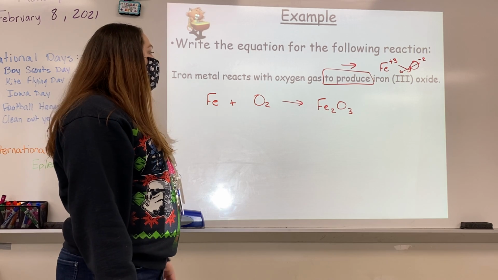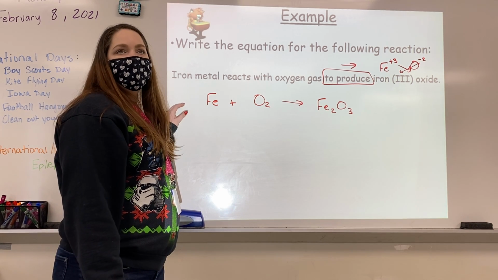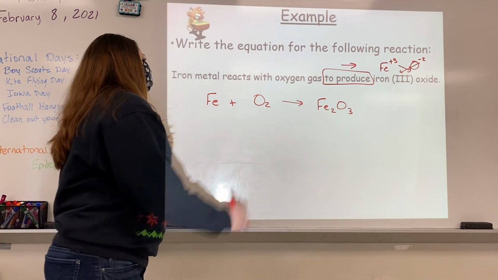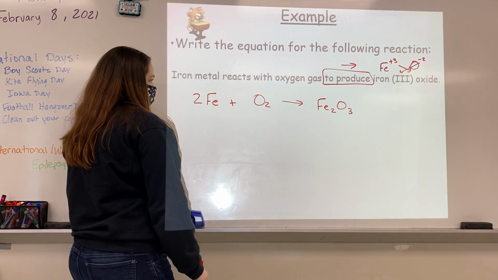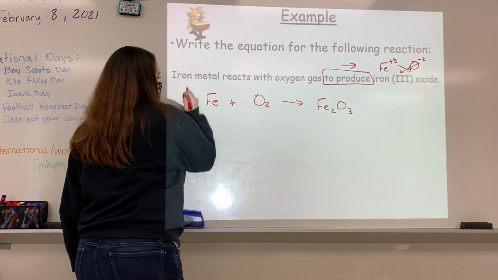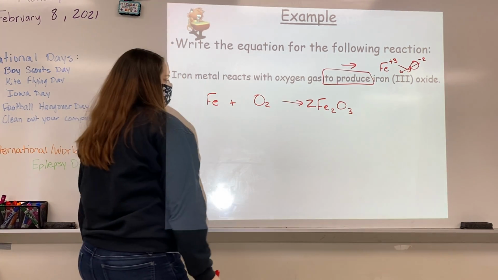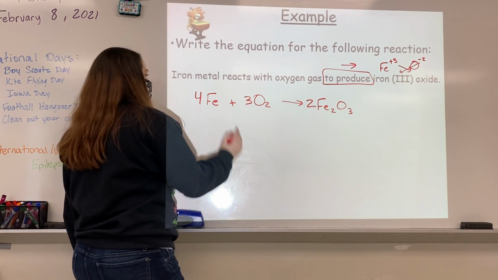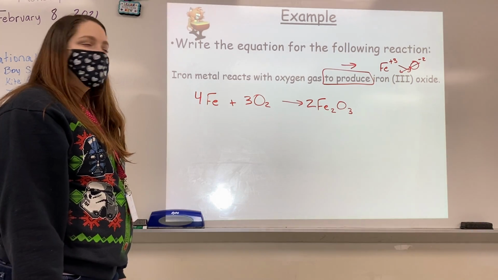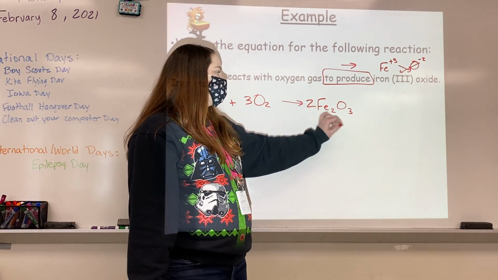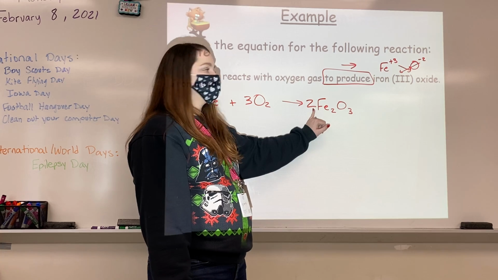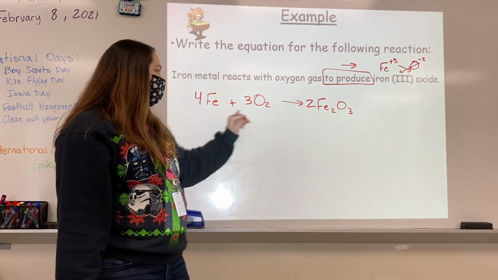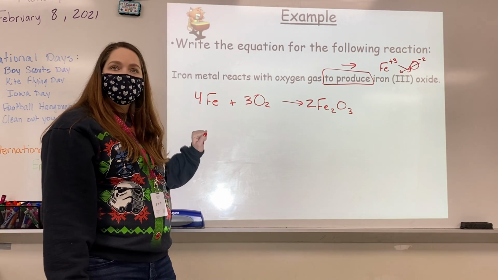Okay, so now we have our chemical reaction, but now we need to balance it. So how would I balance it? Put the 2 on Fe2O3. Put the 2 on what you produce. And now put the 3 on O2. So you have 3 times 2, 6 oxygens, and 3 times 2, 6 oxygens. 2 times 2 is 4 irons, so you need a 4 here. So this is your balanced chemical equation.